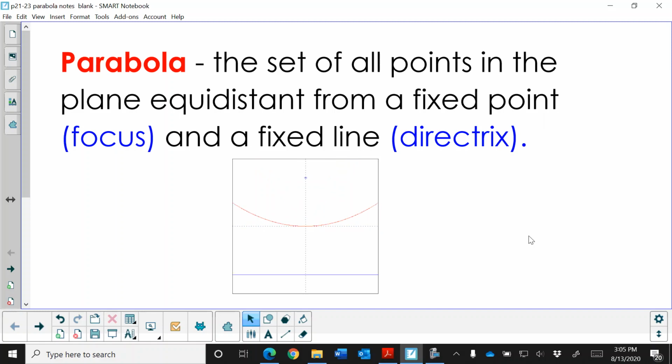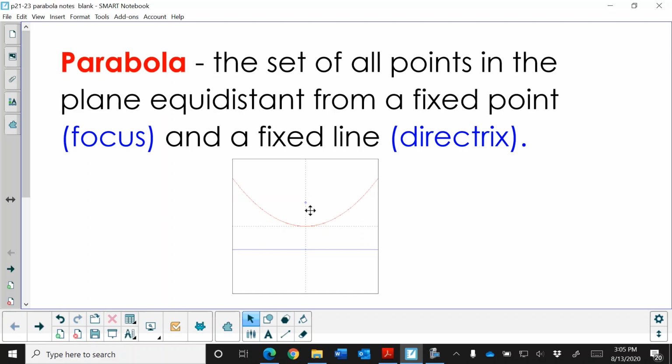Today we are going to talk about parabolas. And let's just define what a parabola is. We know it as a U shape, but it's actually created from a line and a point. So on the screen you can see there's a given line in blue and a given point in blue, and they are equidistant from a set of points, and that set of points is a parabola.